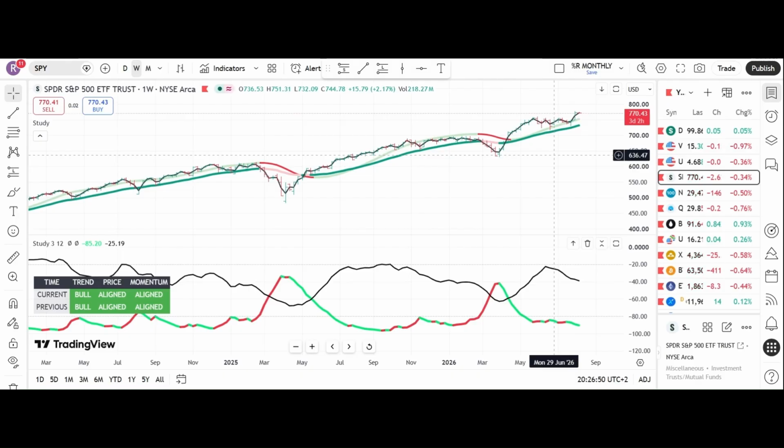The SPY is continuing its bull trend with price aligned and momentum, and we see quite a strong upward movement last week, and this week it is also continuing.